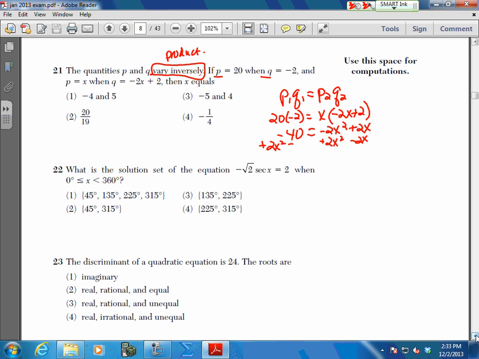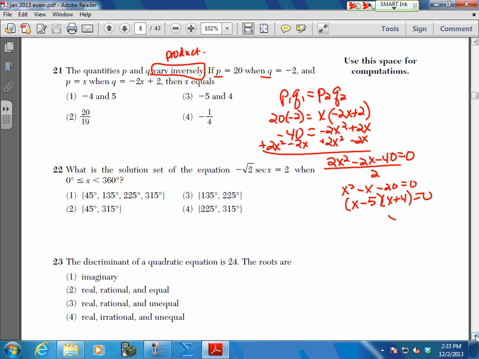So you've got 2x squared minus 2x minus 40. Divide everything by negative 2. Make your life easy. And factor. So x is equal to negative 4 and x is equal to 5. And that's this one right up here.